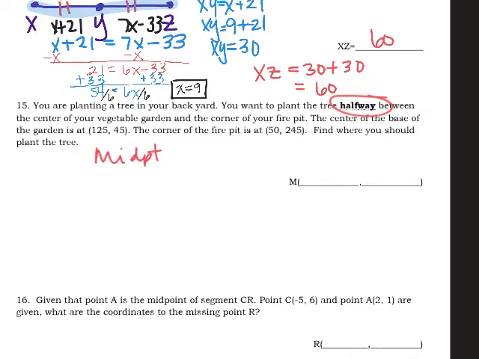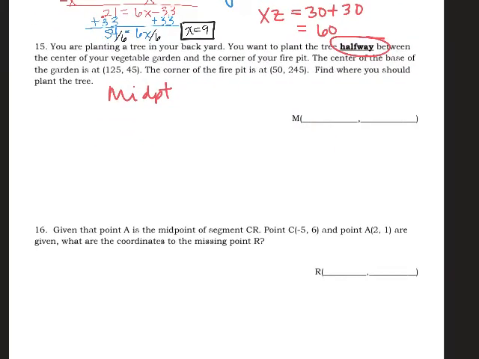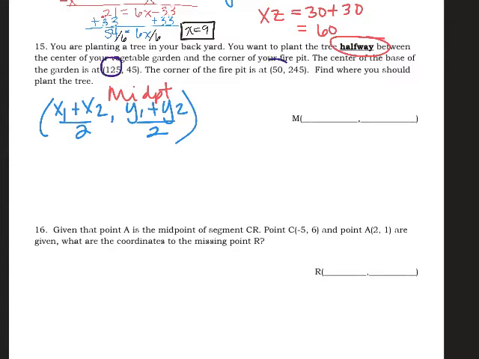Kind of like midpoint. So if I'm asking for you to find the midpoint given coordinates, remember to use the formula. And all the formulas will be given to you. You just got to know what to use when, okay? So the formula is x1 plus x2 divided by 2 and then y1 plus y2 divided by 2. Remember, we're just adding the x's, adding the y's. So what are my x's here? 125 and 50. So 125 plus 50 divided by 2.